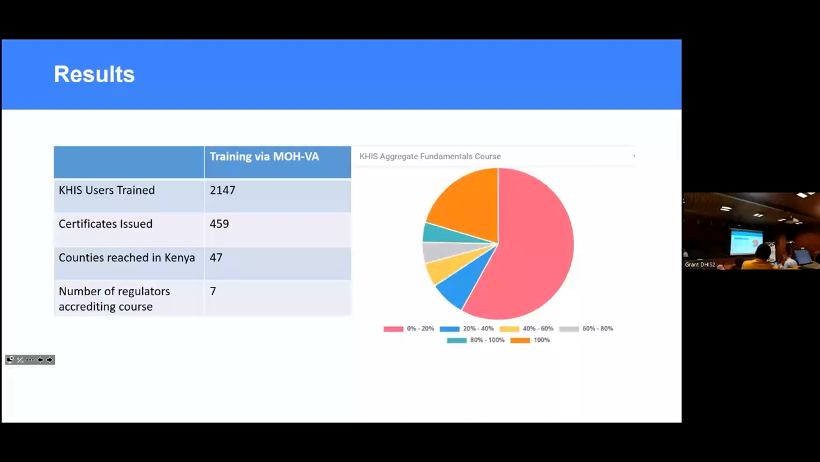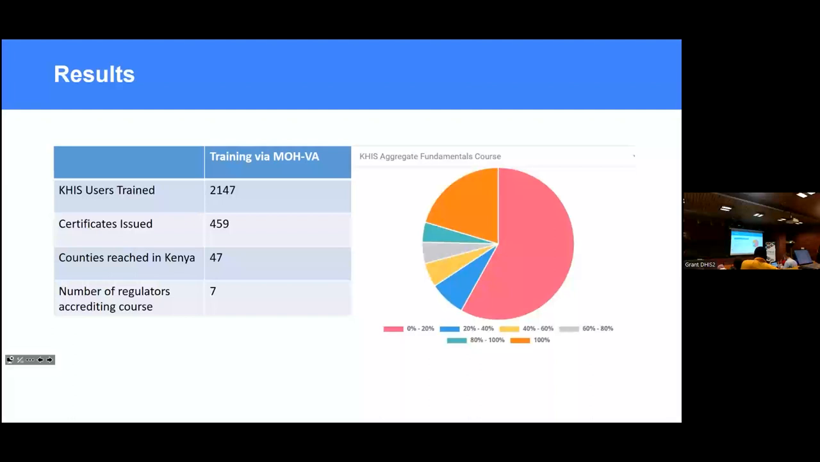Currently we have 2,147 people who have been trained, and 459 certificates that have already been issued across the country. Once we rolled out the e-learning mode, we were able to see even the remotest areas of the country, we were able to reach people who were supposed to be trained. The graph shows the completion rates from 0 to 100.